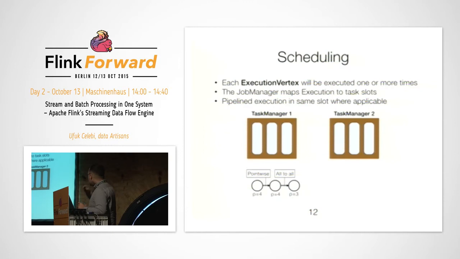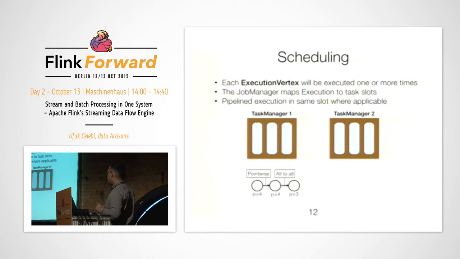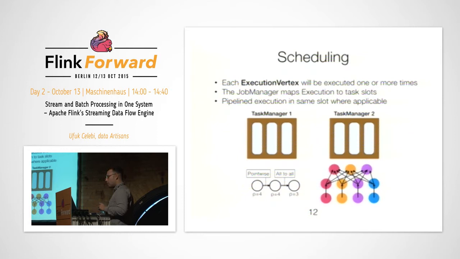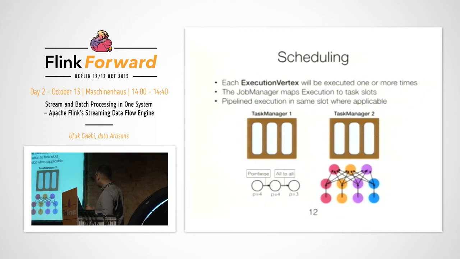So if you take an example here, we have a job graph. The parallelism of the first two nodes is 4. The last node here has parallelism of 3. And the distribution pattern is pointwise and all to all. This translates to an execution graph on the job manager. You see here parallelism of 4. And the last node has parallelism of 3. So what now happens is that the job manager wants to schedule this on the task managers. Here, both task managers expose 3 task slots.